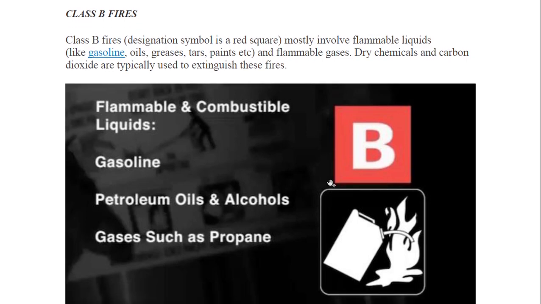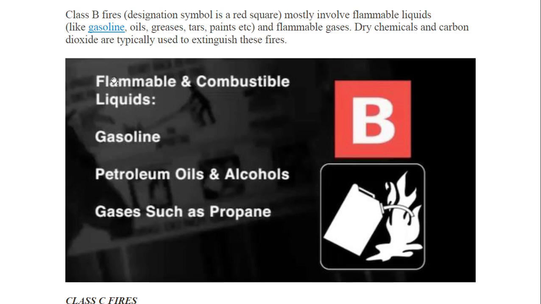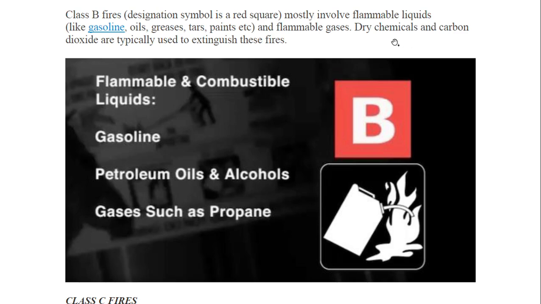Now when we talk about class B fire, the symbol is a red square. The class A symbol is a green triangle; here it is a square, that is a box, red. Class B most commonly involves flammable liquids like gasoline, oil, grease, tars, paints, and also flammable gases. Dry chemical and carbon dioxide are typically used to extinguish this fire. So dry chemical and carbon dioxide, CO2, are used to extinguish liquid fires, that is oil fires, on ships.